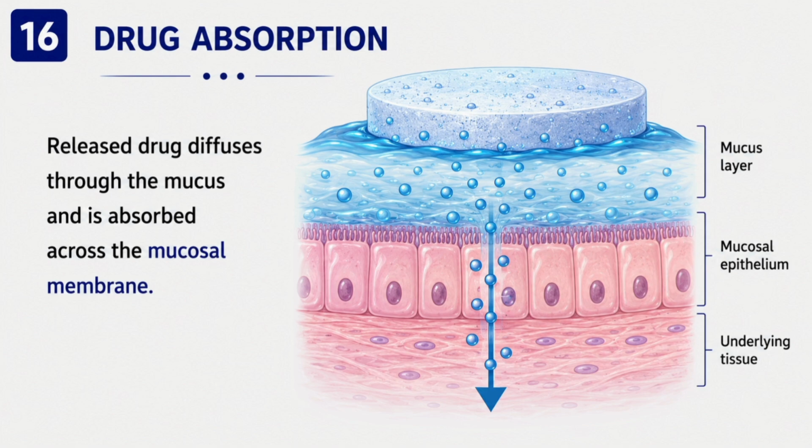So let us use a simple example. Imagine students leaving a classroom. First they come out of their seats. That is like the drug release. Then they move through the corridor. That is like diffusion. Finally they cross the school gate. This is compared to crossing a biological membrane.